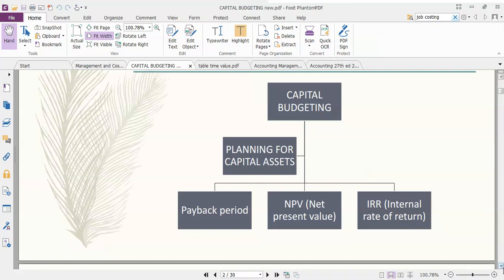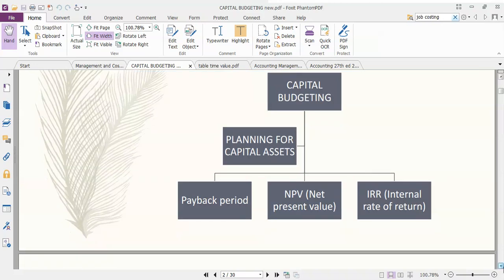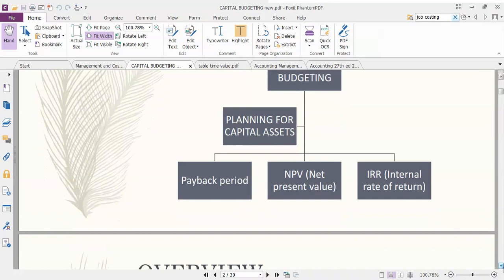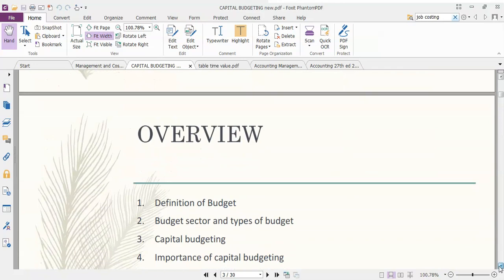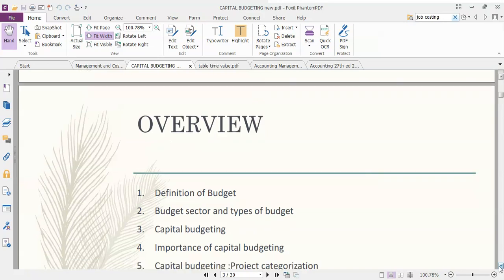Okay, how do you calculate in order to determine whether you want to accept our budgeting or not. Payback period, net present value, and IRR are the methods for you to make a decision whether to accept the project or investment or not. So you will look at the definition of budget. Budget means our plan. Financial planning, financial cost planning. That is the definition of budget.